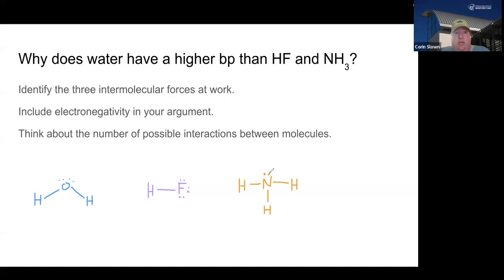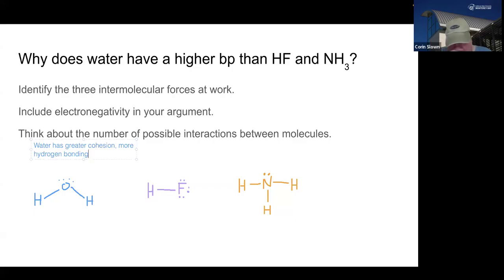To be able to answer this question, part of what we have to think about are the properties. If we think about water, what does it mean to have a higher BP? Water has greater cohesion, more hydrogen bonding. That's really the reason. I can form more hydrogen bonds with water than I can with HF.